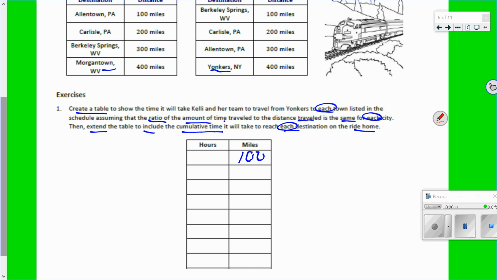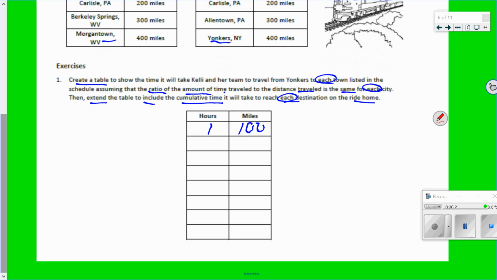We have hours and miles. So I think the first entry in hours would be, Neil? 1 hour for 100 miles. Okay? What's my next entry going to be? Winner? How did you get that? So you added, okay?